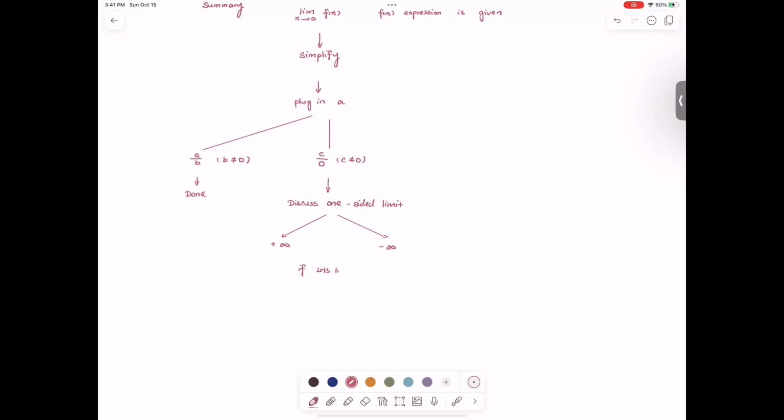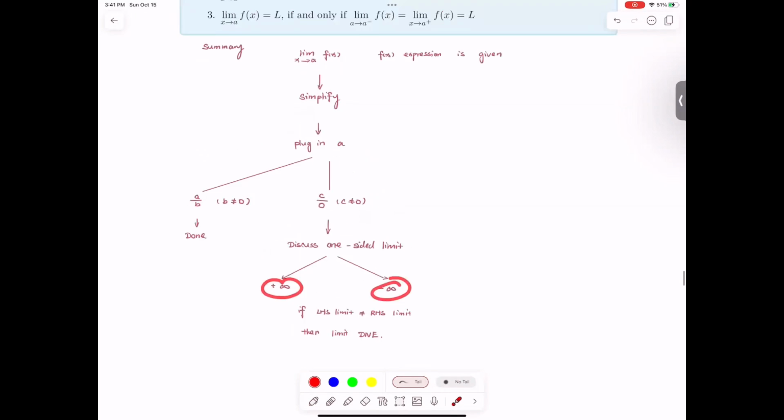Left-hand side limit does not equal right-hand side limit, then the limit does not exist. But if they're equal, you'll either get this or this.